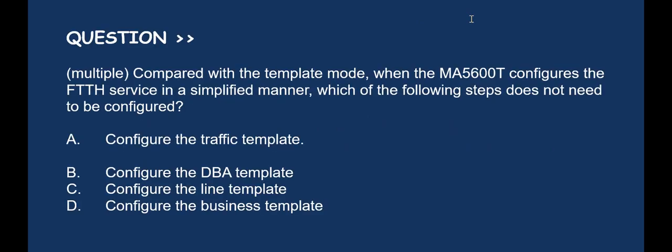Next one, compared with the template mode, when the MA5600T configures the FTTH service in the simplified manner, which of the following steps do not need to be configured? Option A, configure the traffic template. Option B, configure the DBA template. Option C, configure the line template. Option D, configure the business template. The correct answers are option B, C, and D.